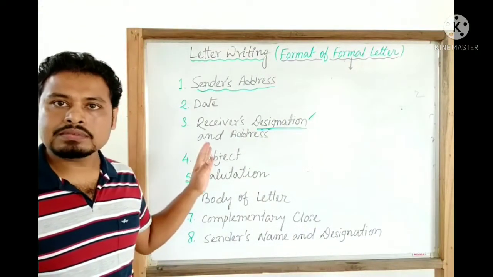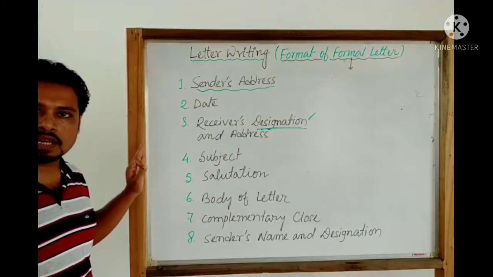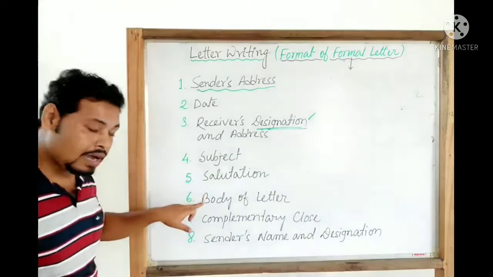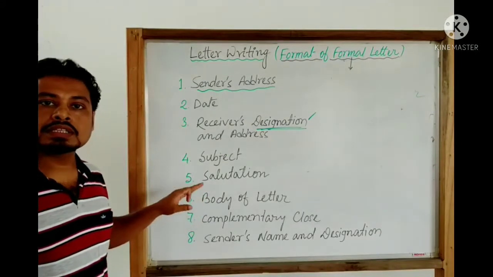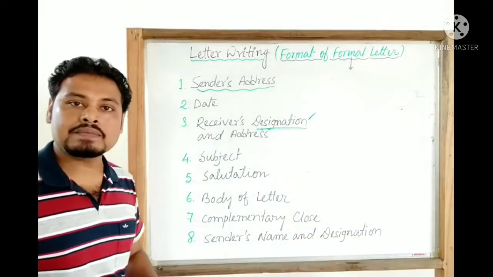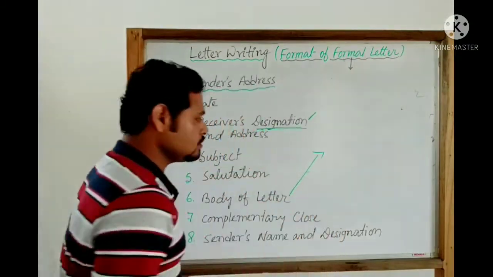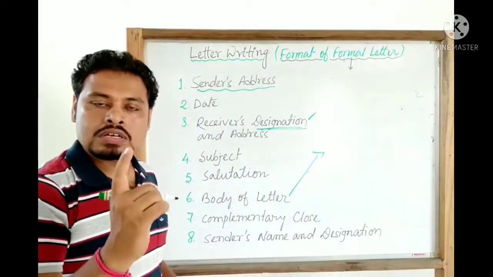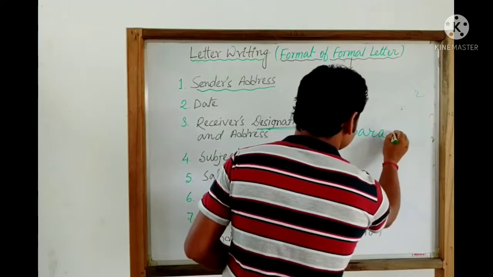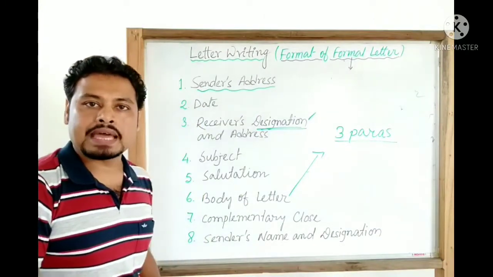So, number 1, sender's address. Number 2, date. Number 3, receiver's address. Number 4, the subject. Number 5, the salutation. After the salutation comes the body of the letter. In that body of the letter, we have altogether 3 things here. We need to follow 3 paras. The body of the letter includes 3 paras.